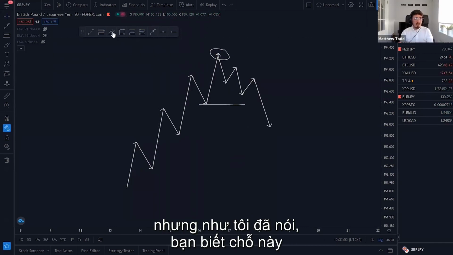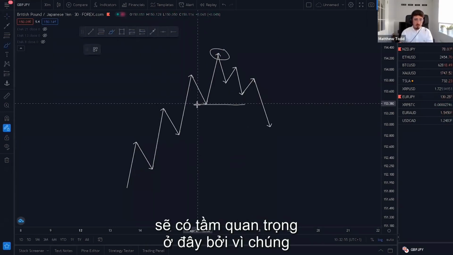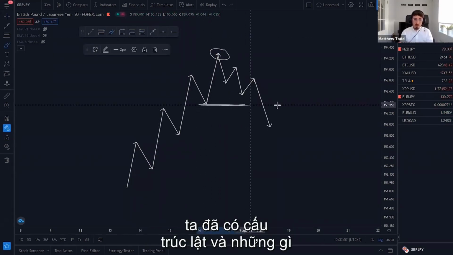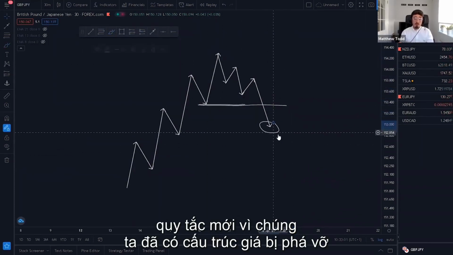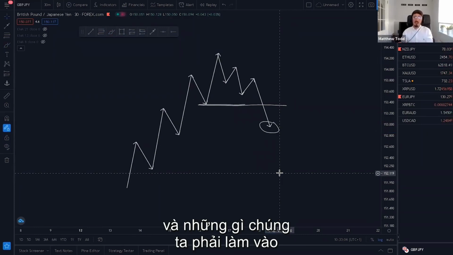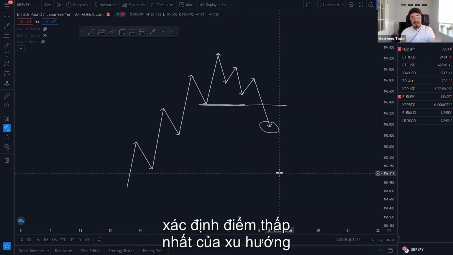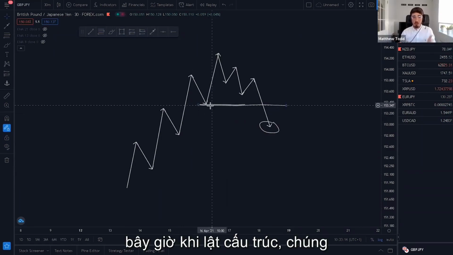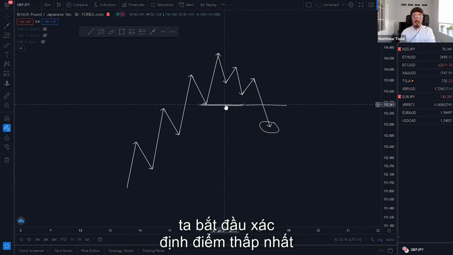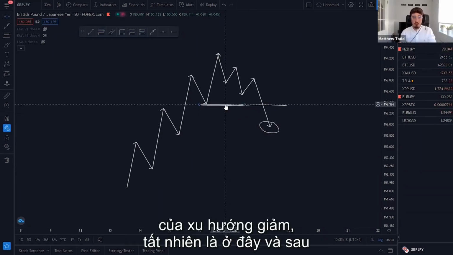But as I say, this is now significant. There's a level of importance here because we've flipped that structure, and what's happened is we've now created a new low. Okay, so we've broken structure, and what we must do at that point is the exact same thing. Identify the lowest point of the trend. So while we're in the uptrend, we're identifying the highest point of the uptrend. Now that we've flipped structure, we start identifying the lowest point of the downtrend, which is of course here.